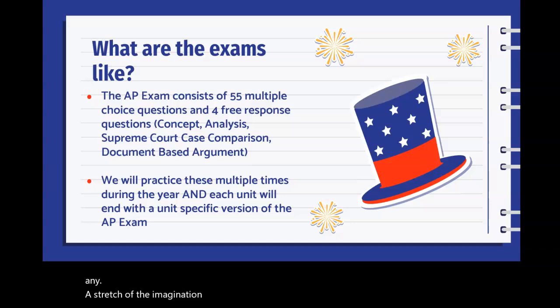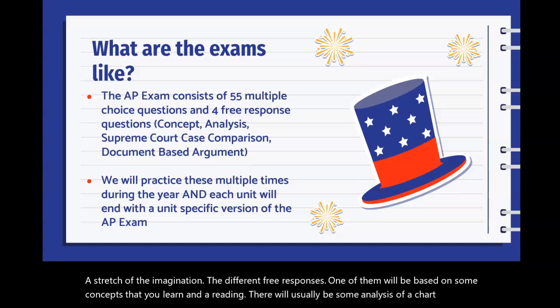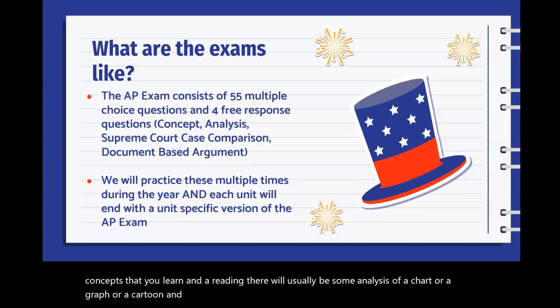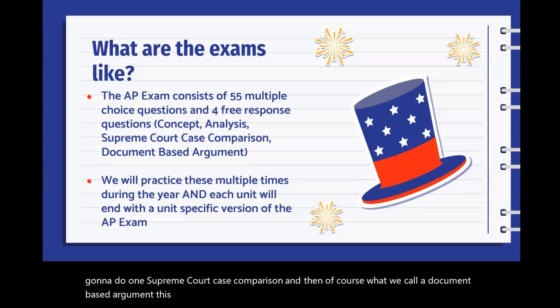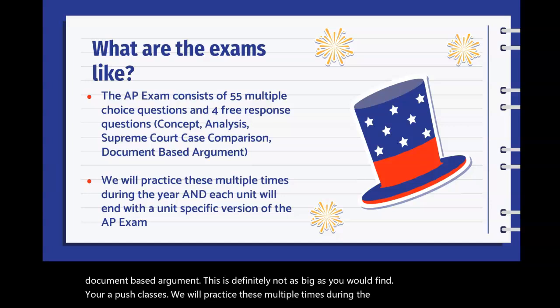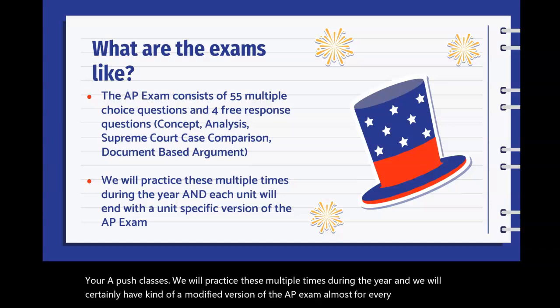The different free responses, one of them will be based on some concepts that you learn and a reading. There will usually be some analysis of a chart or a graph or a cartoon. And again, writing about that in about a paragraph or so. We're going to do one Supreme Court case comparison, and then, of course, what we call a document-based argument. This is definitely not as big as you would find in your APUSH classes. We will practice these multiple times during the year, and we will certainly have kind of a modified version of the AP exam almost for every single one of our units.